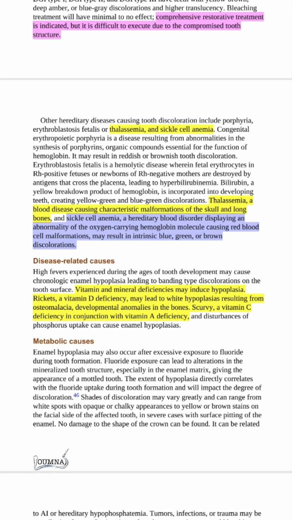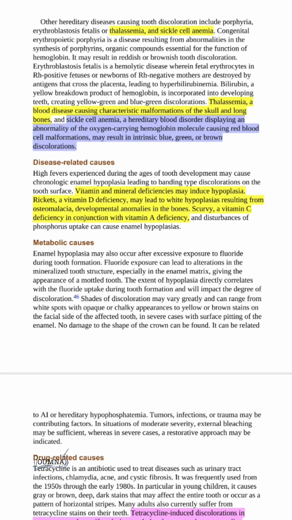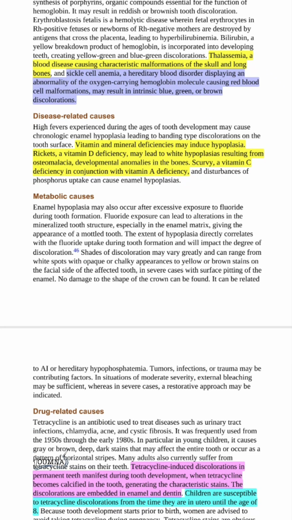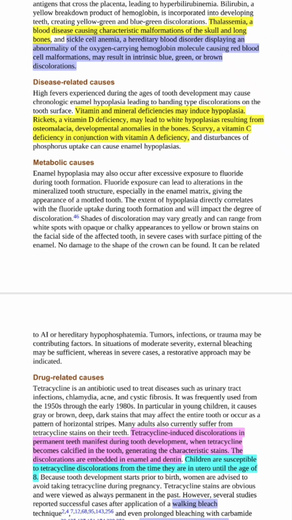Other systemic diseases like thalassemia and sickle cell anemia can also make a defect in the skull or the long bones. Also, we can see that some intrinsic discoloration can happen in sickle cell anemia, where blue, green, or brown discoloration can be present. Some vitamin and mineral deficiencies can also make anomalies in the bone, especially vitamin D.